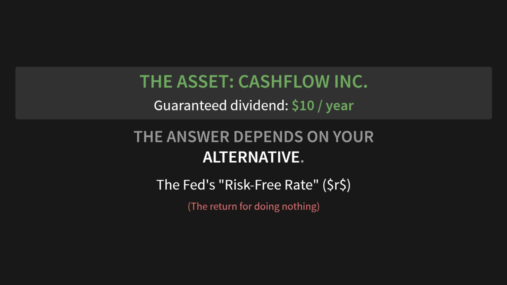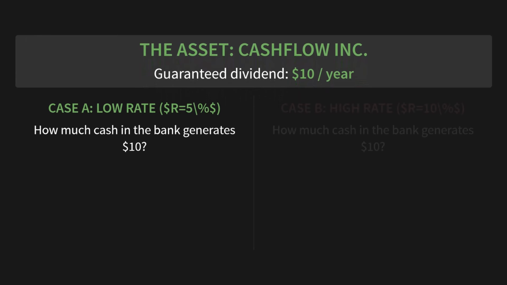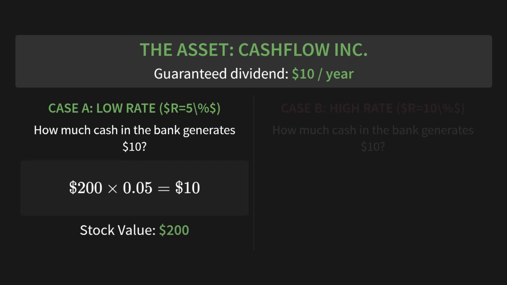Let's run the numbers in two different worlds. First, case A. We're in a low-rate world. The Fed has set the rate, R, at 5%. The bank will give you 5% a year, guaranteed. You want to earn $10 a year. So, quick question. How much cash would you need to put in the bank to generate that $10? The math is simple. $200 times 5% equals $10. Therefore, in this world, a share of Cash Flow Incorporated is worth exactly $200.